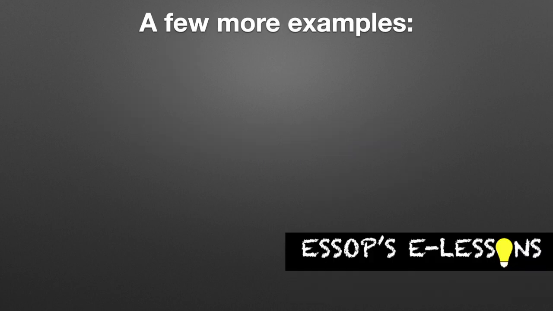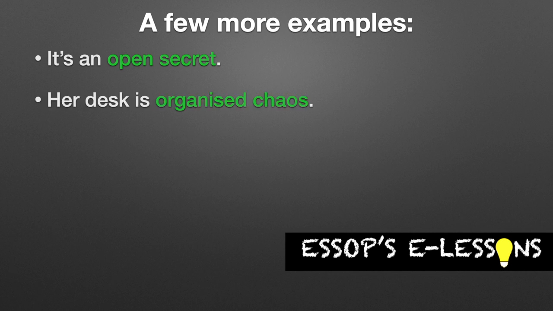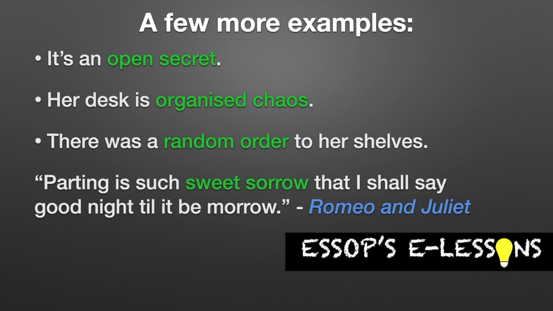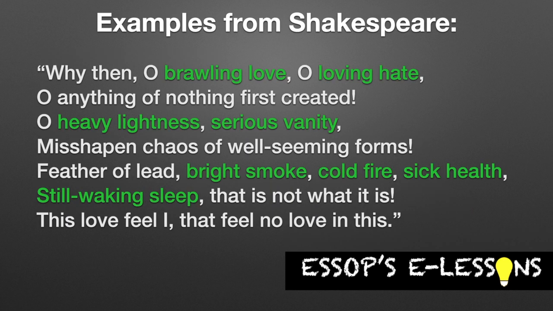If we look at a few more examples, an open secret, organized chaos, random order, or from Romeo and Juliet, we see parting is such sweet sorrow that I shall say good night till it be morrow. And in all these examples, we can see how these contrasting terms are placed side by side to create an effective description. Shakespeare makes use of oxymorons in Romeo and Juliet.